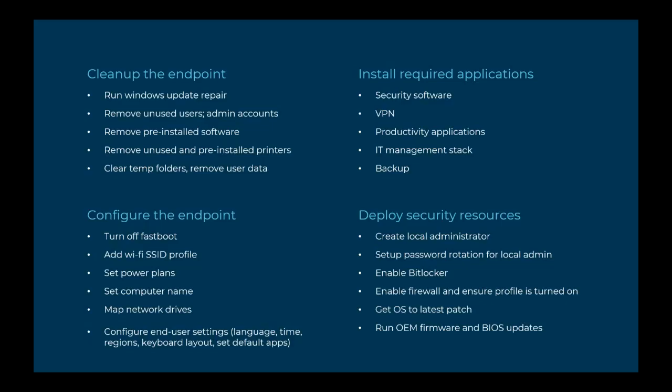So things like your backup program. If you're using IT management tools outside of Ninja, so let's say you're using a third-party remote access tool that doesn't integrate with Ninja, that might be something you do here. If your end users require VPN, that might be something you do here. And then your security software as well, right? Like your AV or your EDR or whatever it may be, all of that you want to deploy out in that first new device setup so that it's ready and available. And then last but not least here is deploying security resources.